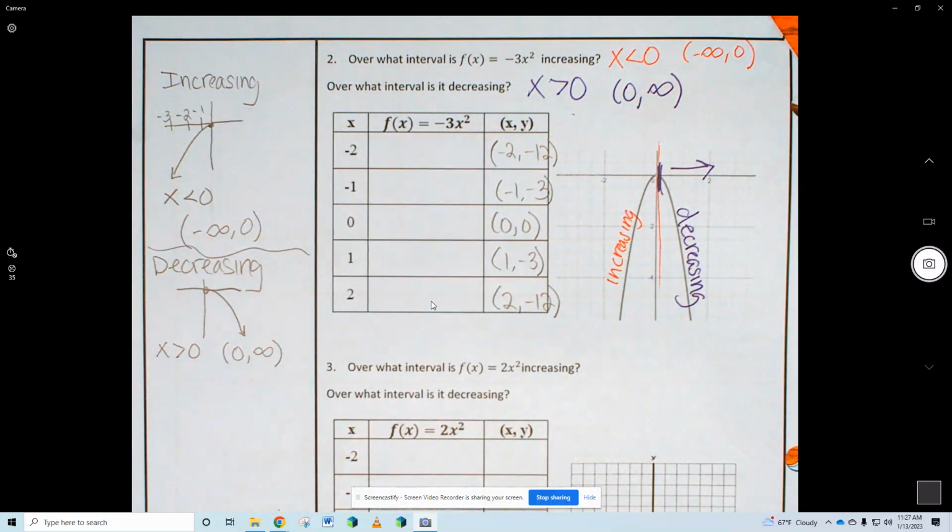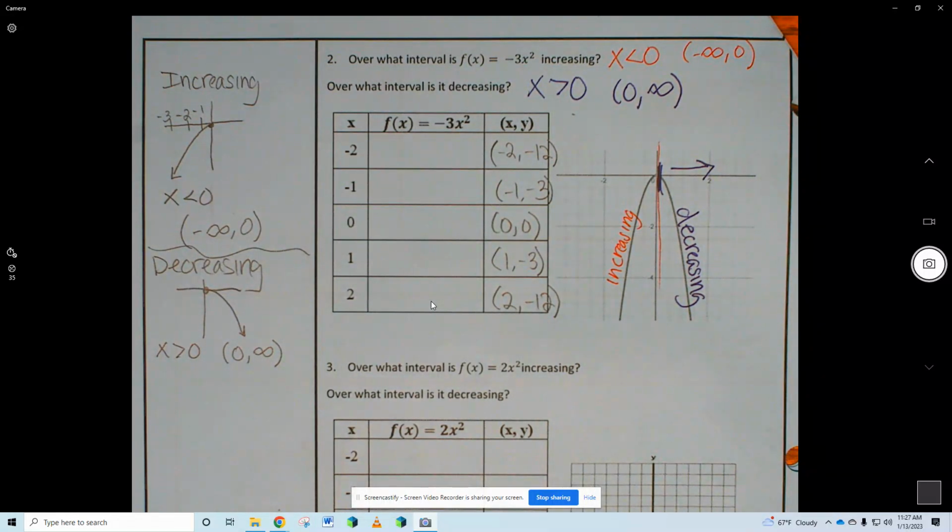So when you're answering these questions, these are the kind of answers I want. X is greater than 0, 0, comma, infinity. That's how you answer the question. I'm looking at a graph, and I'm saying, where's the line go uphill? And then where's the line go downhill? And it'll be different depending on if I've got a positive parabola or a negative parabola.